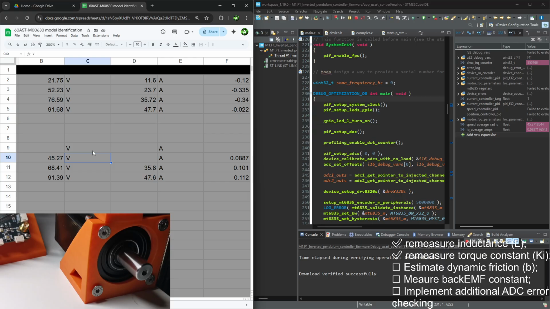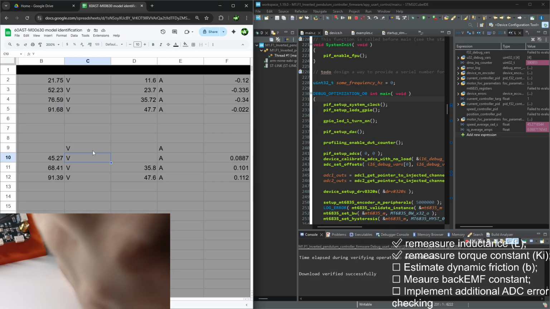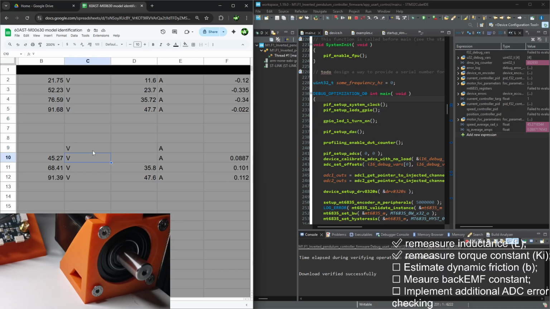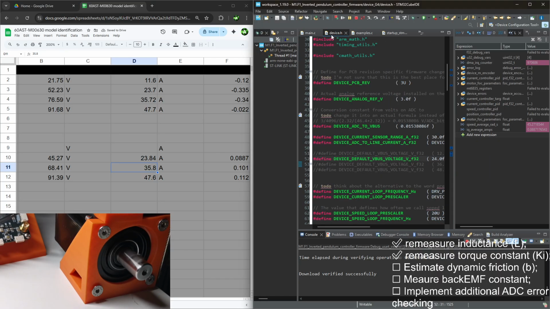Let's measure the voltage. Actually looks very reasonable. Here and here. And I see 23.84. Let's do the last update, which is 12 volts.